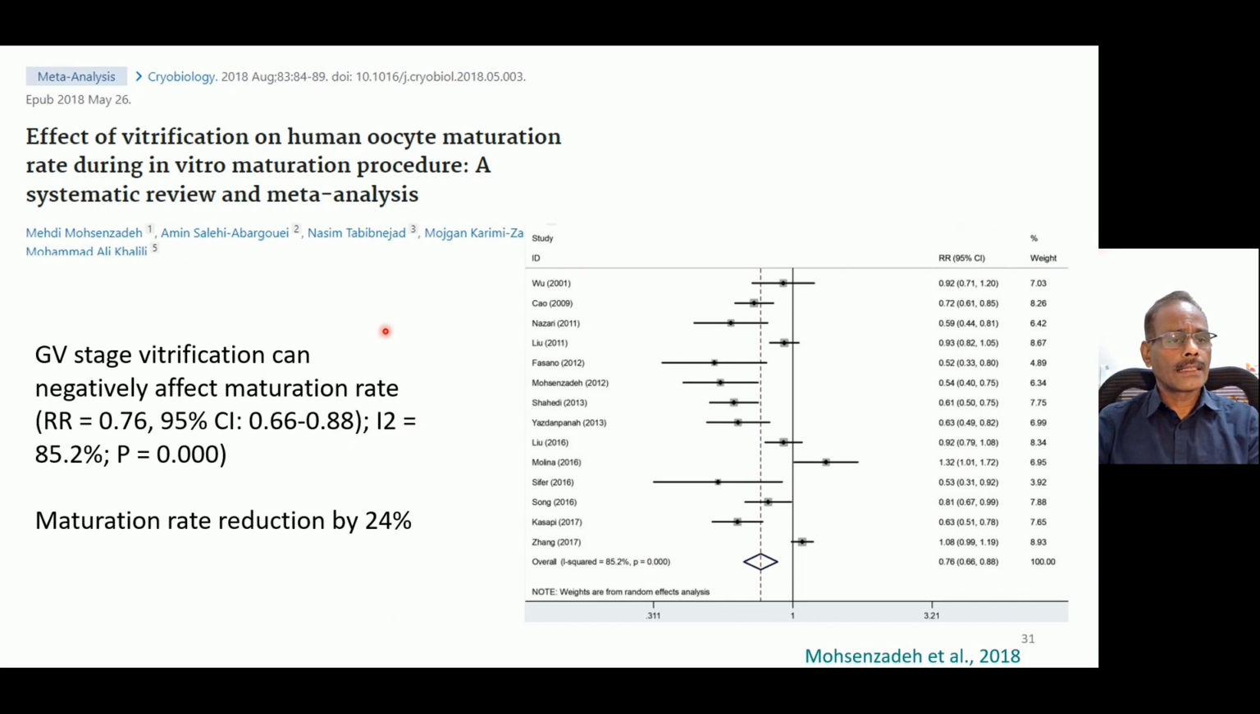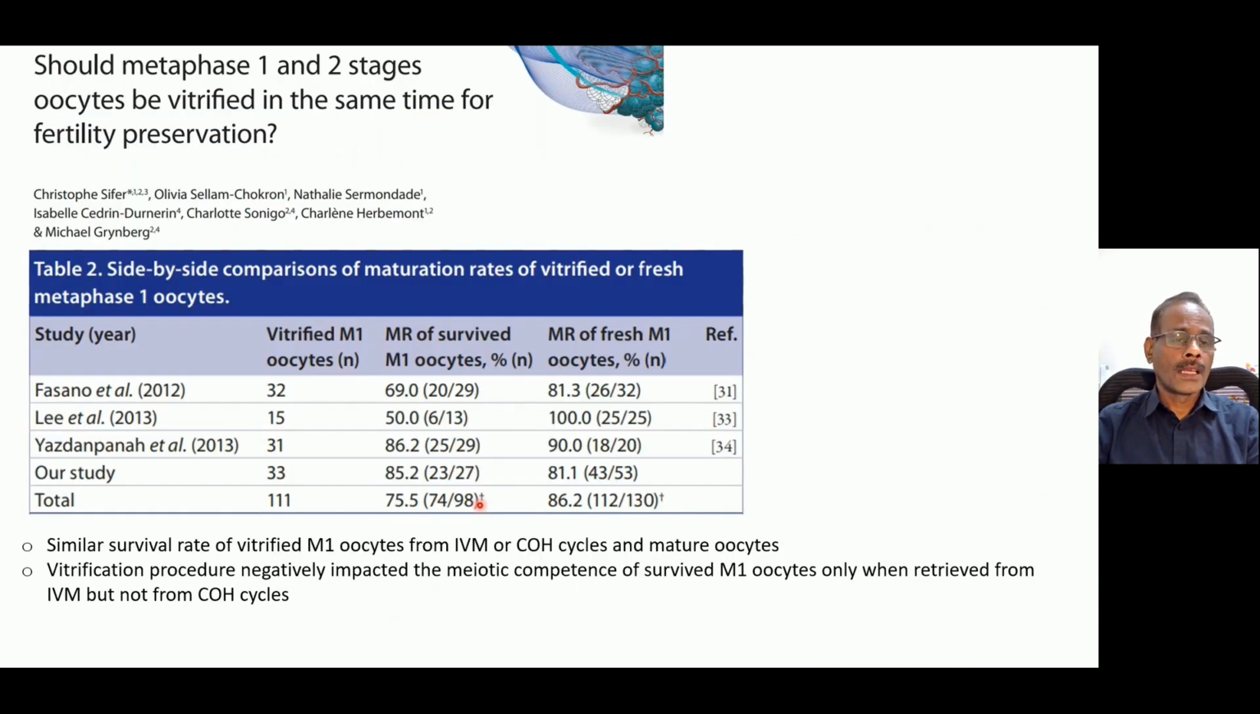There is a meta-analysis which also looked at a comparison of the vitrification of human oocytes at GV stage, which shows that GV stage vitrification can negatively affect maturation rate, and the maturation rate reduction is by 24%. So GV stage vitrification is not recommended for human oocytes, and if there is a possibility, it is always better to mature them and then perform vitrification, so you'll have a better outcome.